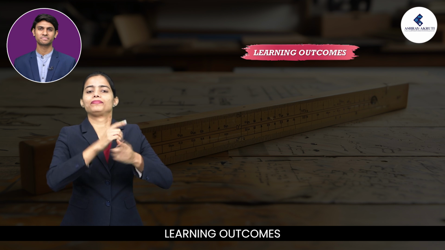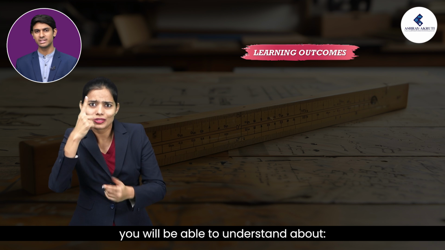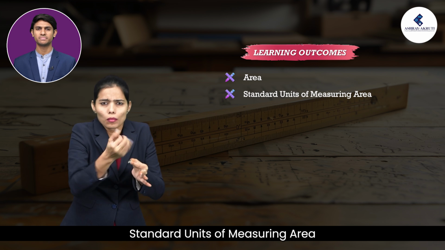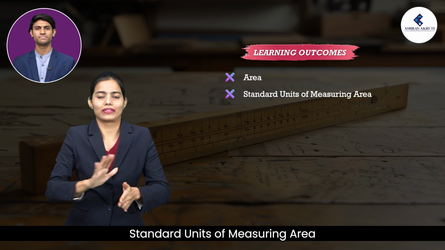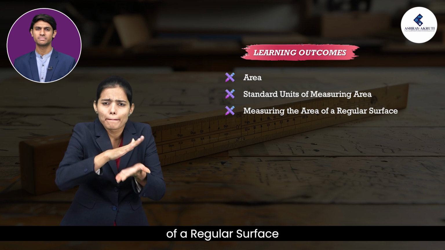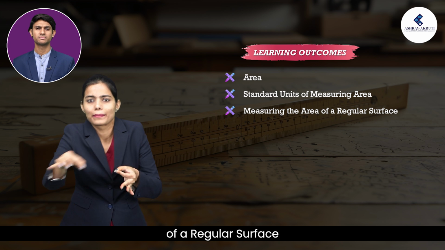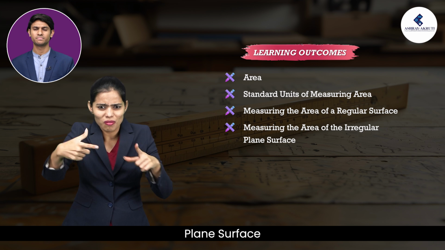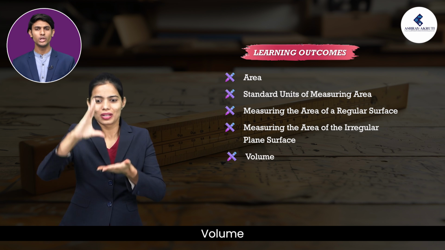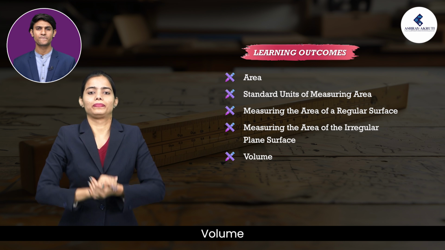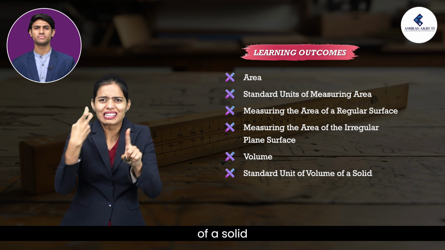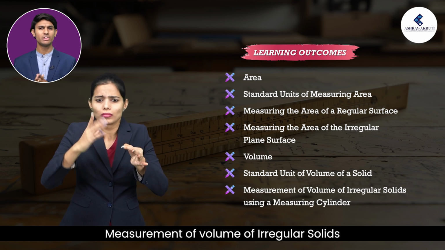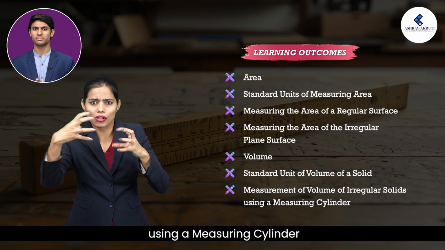Learning outcomes. At the end of this session, you will be able to understand about area, standard units of measuring area, measuring the area of a regular surface, measuring the area of the irregular plane surface, volume, standard unit of volume of a solid, and measurement of volume of irregular solids using a measuring cylinder.